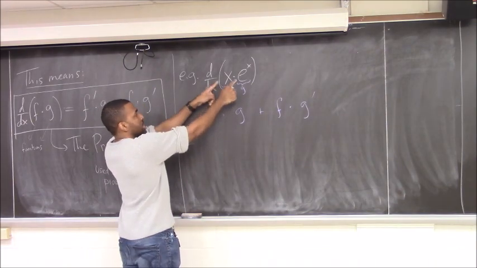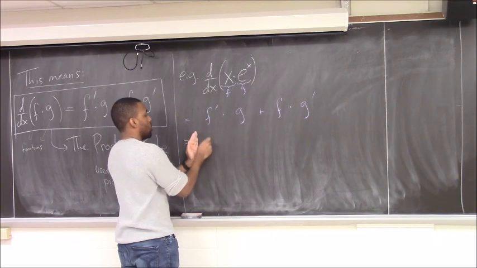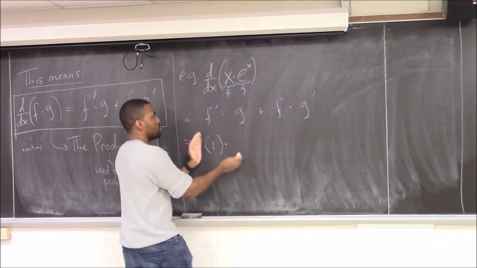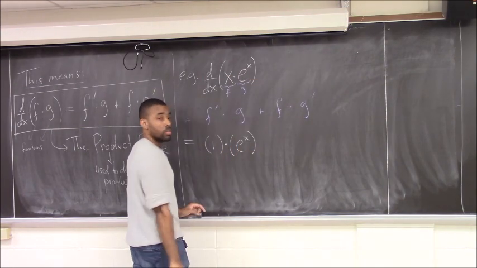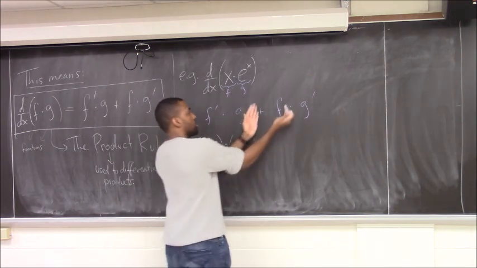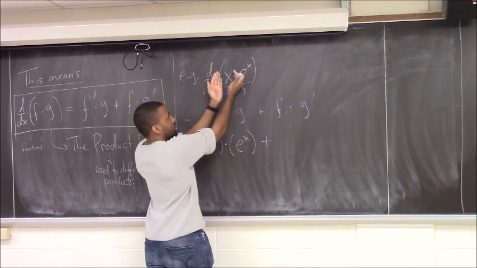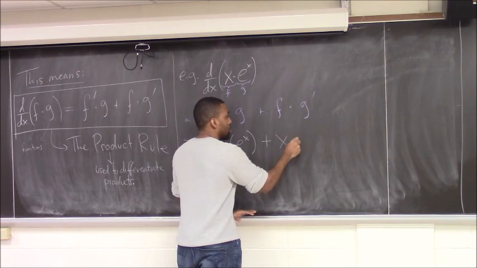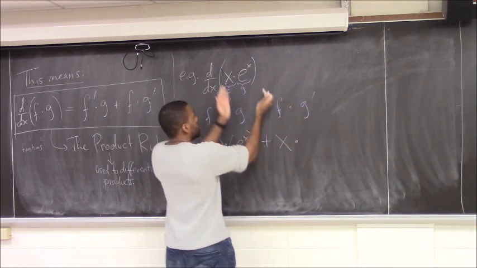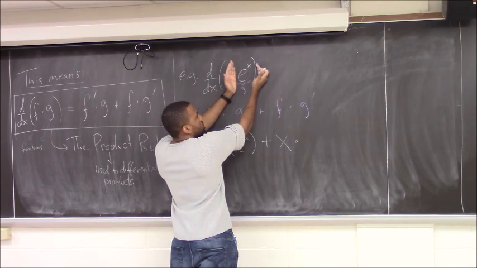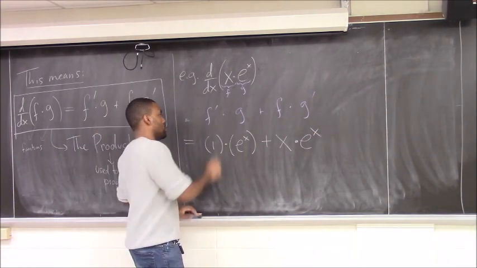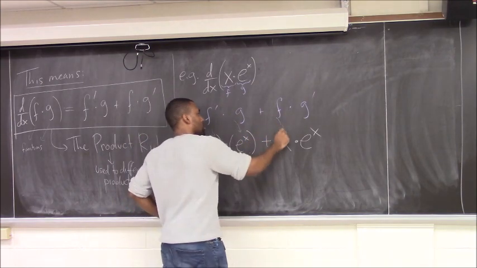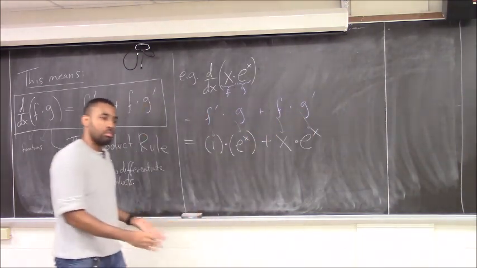So if my f is x, what is f prime? 1. Times g. What is g? Well, it's e to the x. Plus, now there's my f. What is f? Well, it's just x. Times g prime. What is g prime? I know my e to the x is g. What is the derivative of e to the x? e to the x. Right, so you literally just plug each component in below the formula that you memorized, and it falls in line.